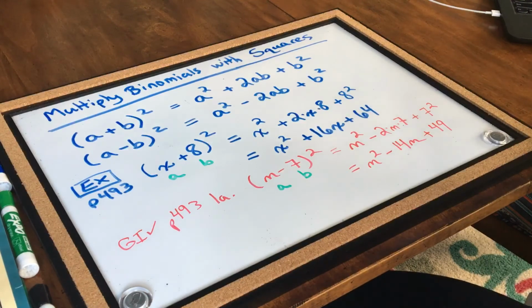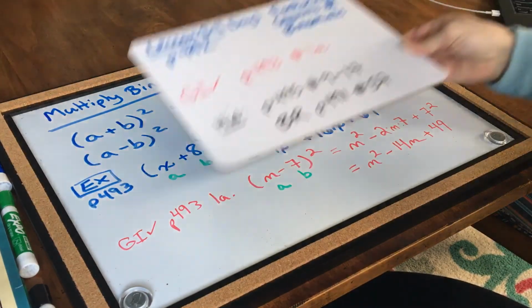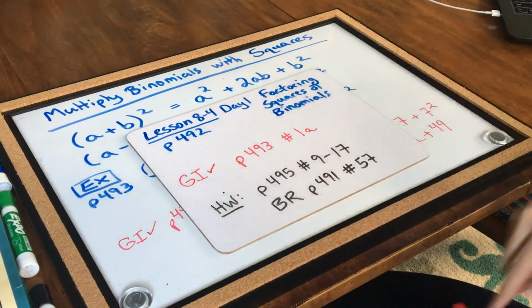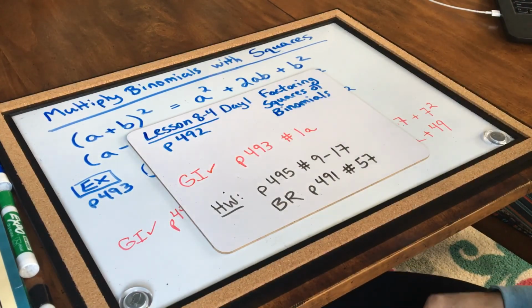All right, it's time to try out your homework. So remember, homework for today is page 495, numbers 9 to 17, and don't forget your bell ringer, page 491, number 57.